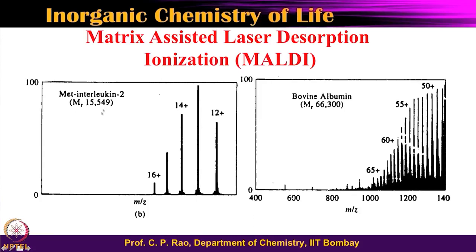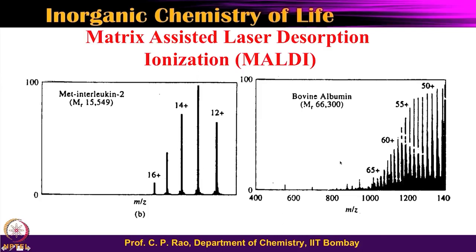The molecular weight goes from 15,000 to 60,000, about 4 times, and you can see the charges 14, 15, 16 versus 55, 60, 65. Everything is increased by 4 times. The number of residues is increased by 4 times, the mass is increased by 4 times. The charge species, these are all Z values: Z value 50 plus, 55 plus, 60 plus, 65 plus. Using this, you can solve the mass.